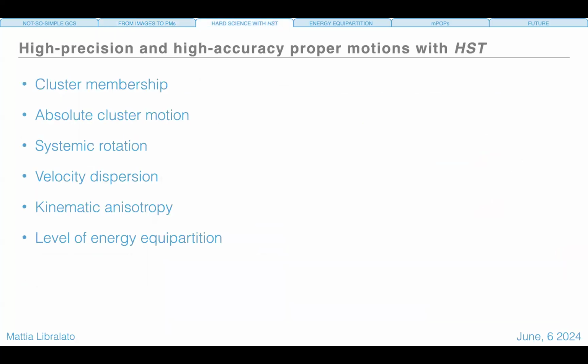Okay, so once you have your proper motions, you can do multiple things. Here I listed just a few of them, the most basic one. You can infer the cluster membership. So you have an object in the field, and you try to see if it is a member of the cluster, if it is a field star, or a member of another system.